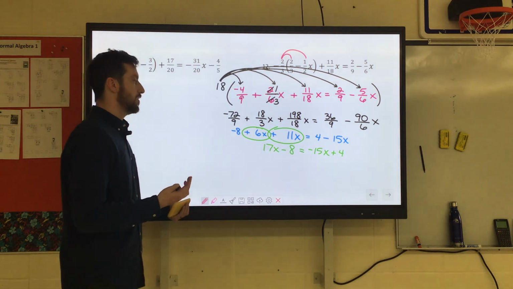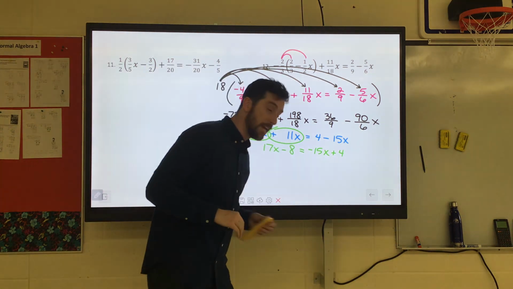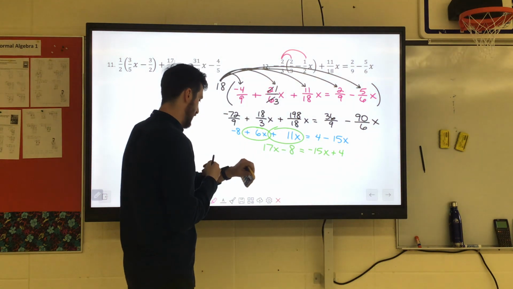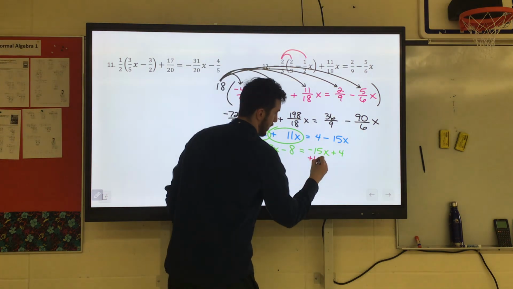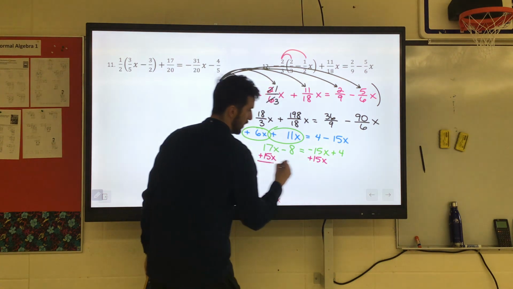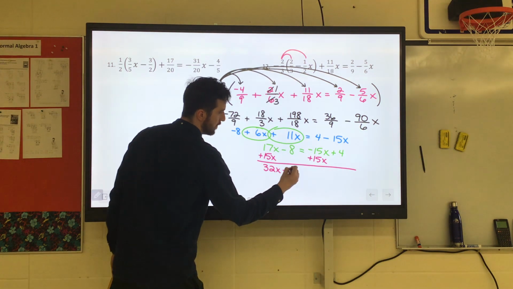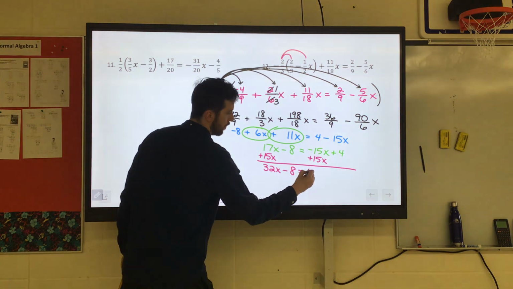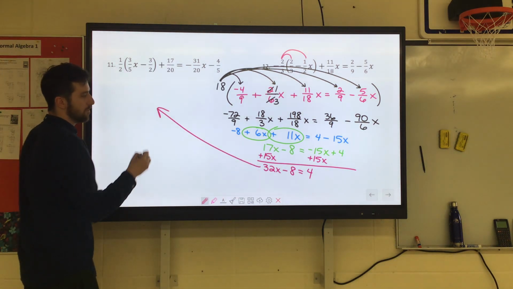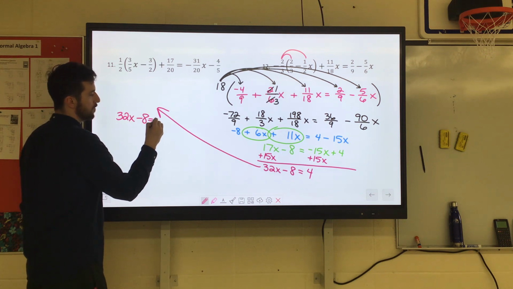Now we got to get the x's on the same side. We can get rid of the 17x by subtracting, or get rid of the -15x by adding. I'm getting rid of the -15x. I'm going to add it. Plus 15x on both sides. We have 32x minus 8 equals 4. I'm going to continue over here because I ran out of space on the board. 32x minus 8 equals 4.